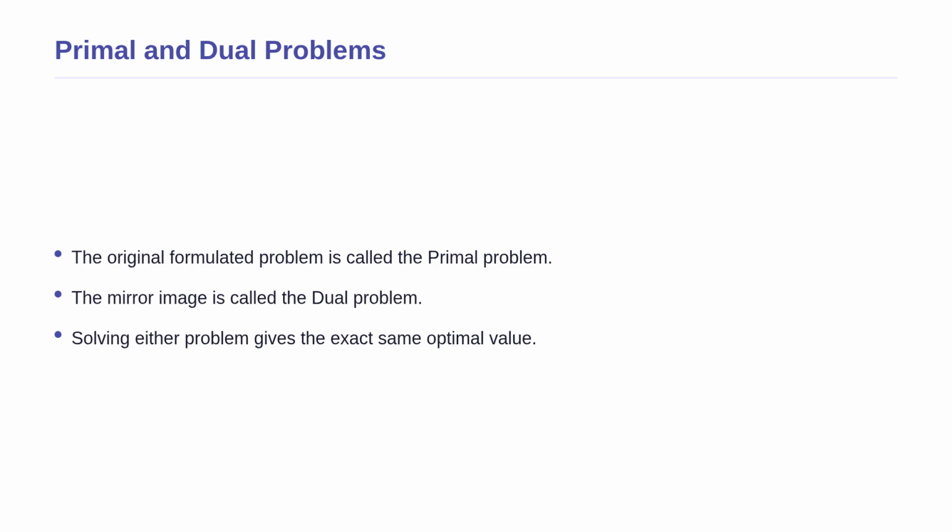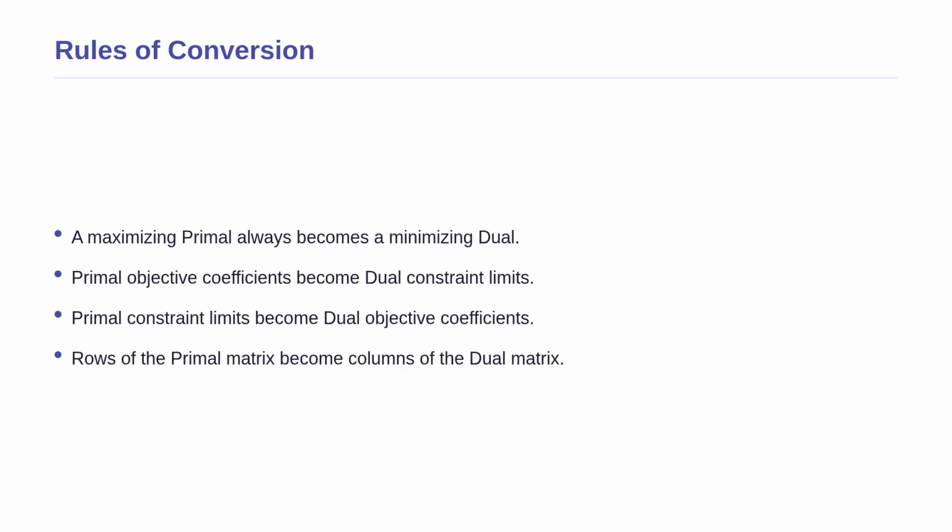This is incredibly useful because sometimes the original problem is highly complex with hundreds of rules, while its mirror image is much simpler to solve, saving massive computational effort. So, how do we actually find this mirror image? We must follow a strict set of rules to convert the primal into the dual.